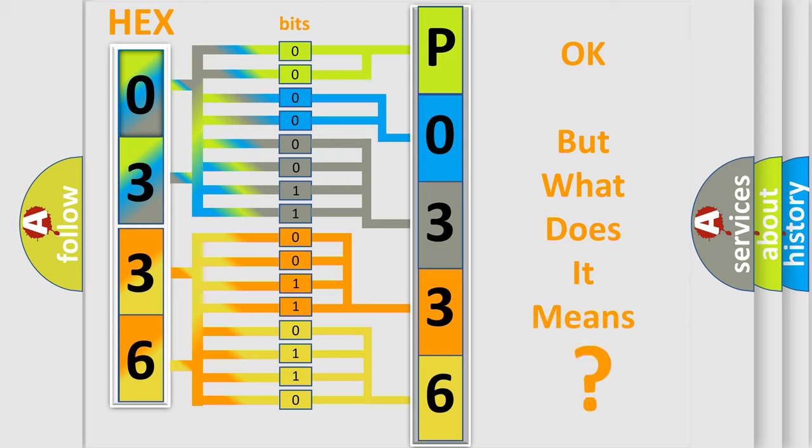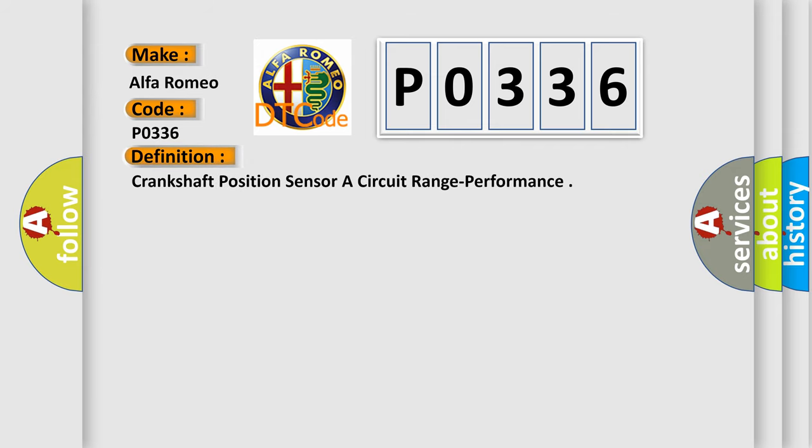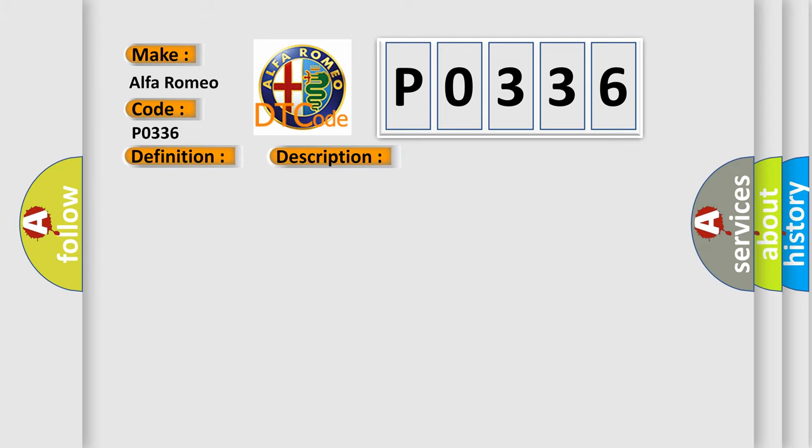The number itself does not make sense to us if we cannot assign information to what it actually expresses. So, what does the Diagnostic Trouble Code P0336 interpret specifically for Alfa-Romeo? The basic definition is crankshaft position sensor A circuit range performance. And now this is a short description of this DTC code. The powertrain control module PCM detects an incorrect CKP sensor signal.